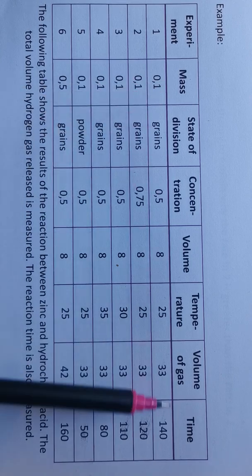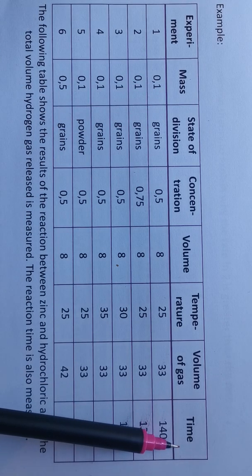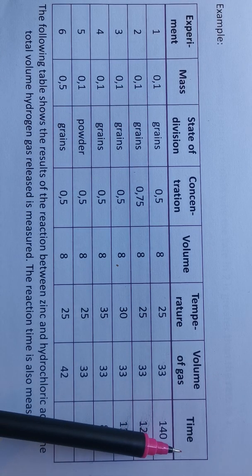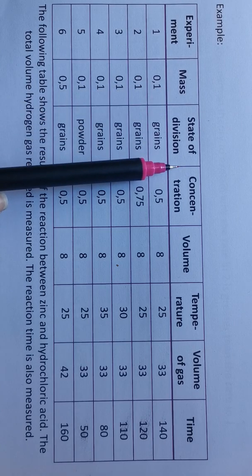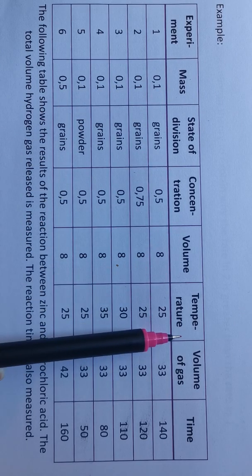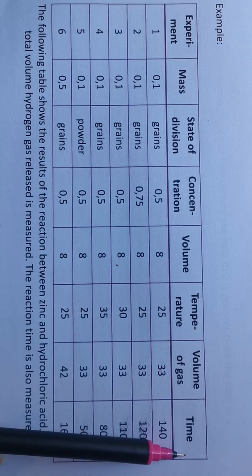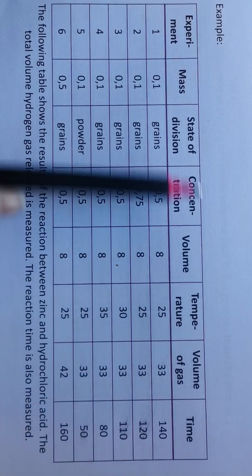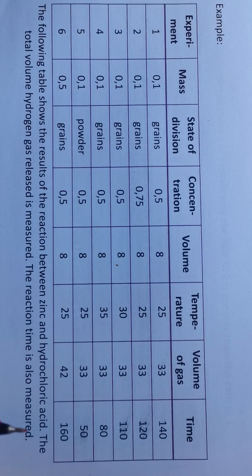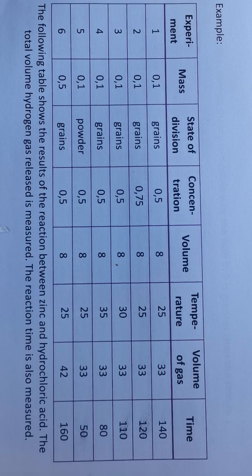And then on this side, we have all of the factors that affect actual rates of reaction. So we have the mass of the product, the state of division, concentration, the volume, the temperature, and the gas, also all against time. What's important about this kind of table is that we take out the relevant information relating to the question that has been asked.